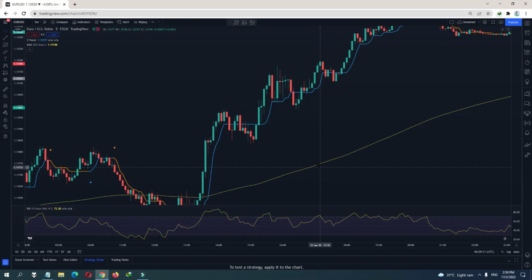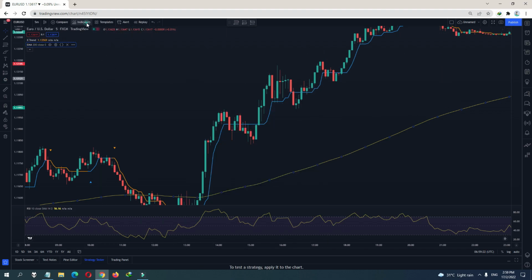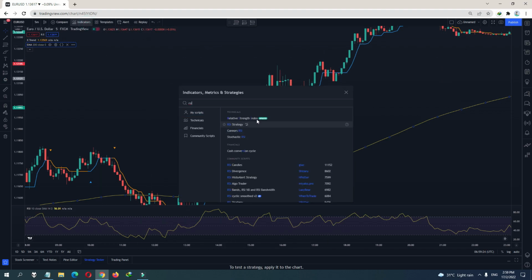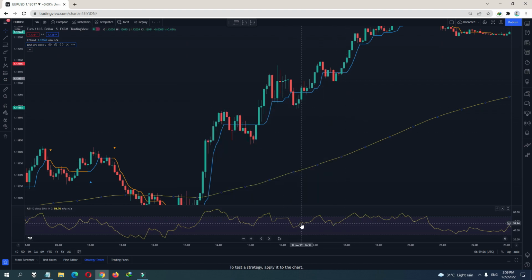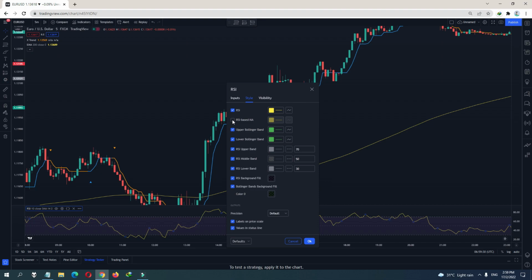For this strategy, you need the 200 EMA, and then you need the Extreme Trend indicator. So type extreme here, it's this one. The setting is default, don't change anything. And then you need RSI, it's this one. The setting is the length is 10. And then I remove the MA here and change the color of it.